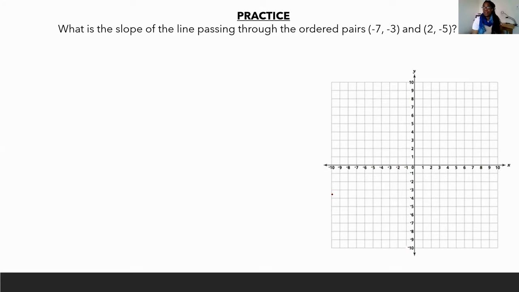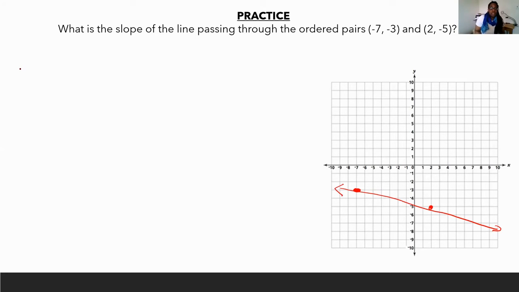So going straight to the practice, because I knew this was going to take a long time. All right? But we have -7, -3, and 2, -5. So if I graph it, here's -7, here's -3, and I'm plotting that point. Then we have 2, -5, and we're plotting that point. So just taking a look at this, just completely missed all that. Yeah, you get the idea. Looking at my slope, is it going to be positive or negative? It's going to be negative.